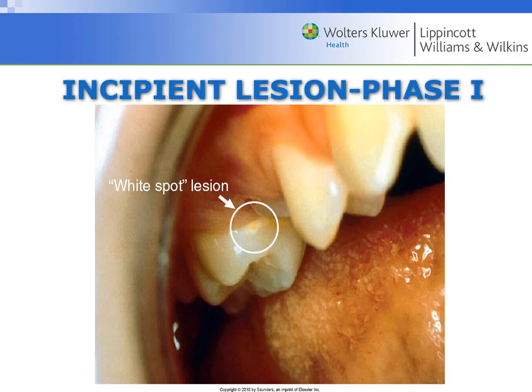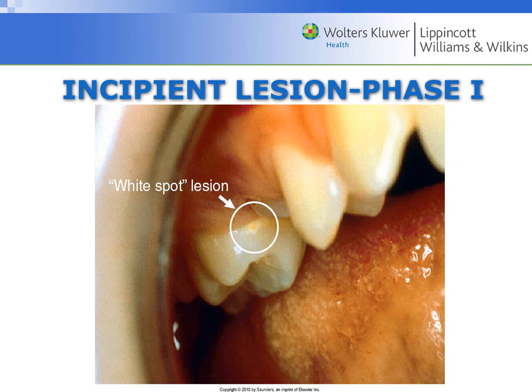Let's go on to different types of decay. This is how decay kind of happens. At first, in phase 1, you have what they call an incipient lesion, or this is called a white spot lesion, or it's also called demineralization. The minerals are being taken out of the middle of that tooth.